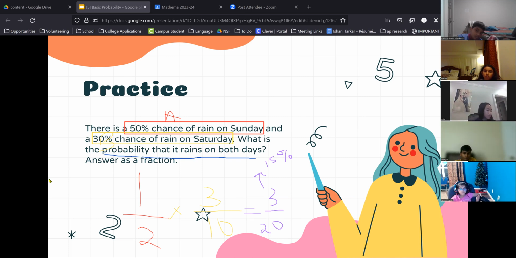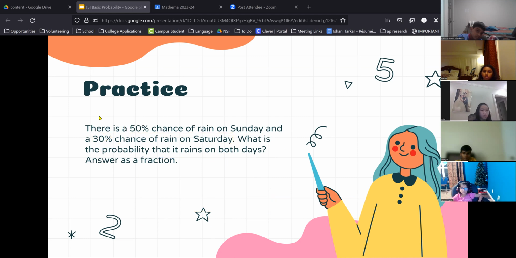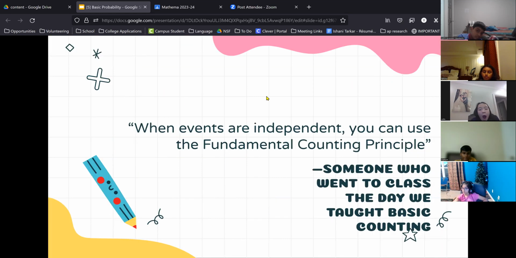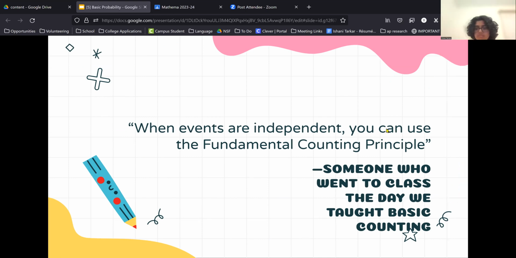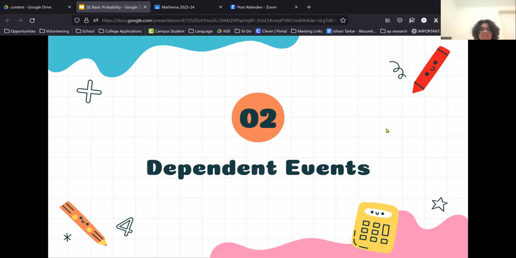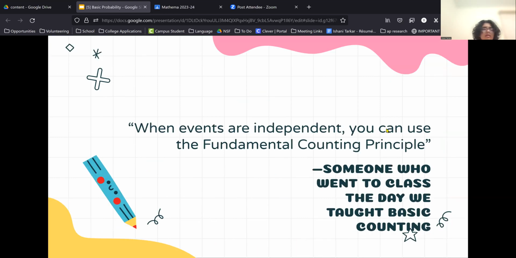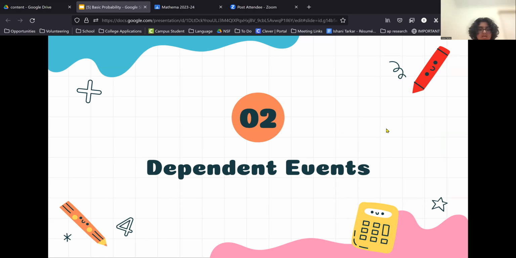Let me clear all my drawings. So when events are independent, you can use the fundamental counting principle. So fundamental counting principle is basically probability of event A and probability of event B is equal to A times B, or probability of A times B.